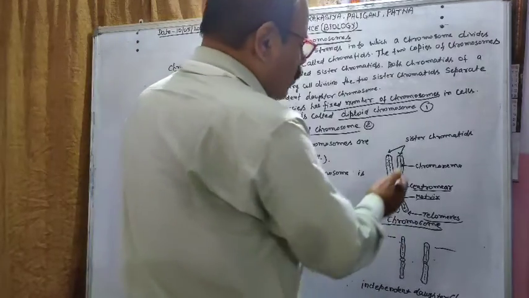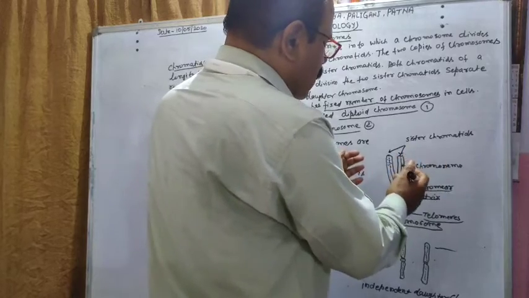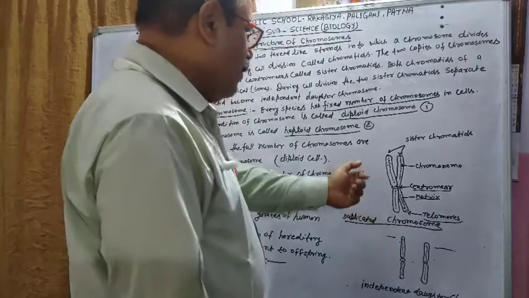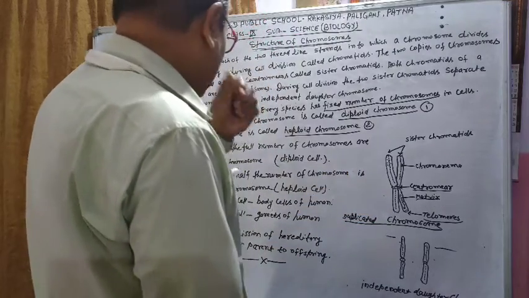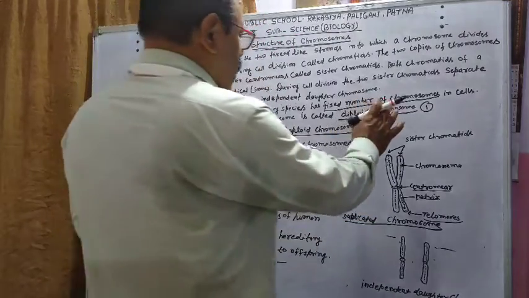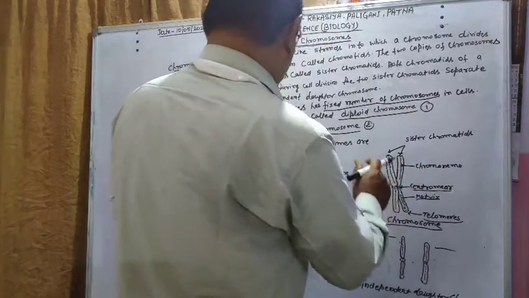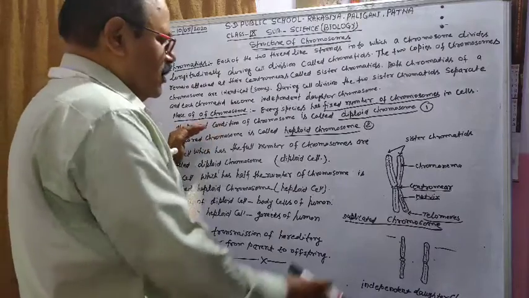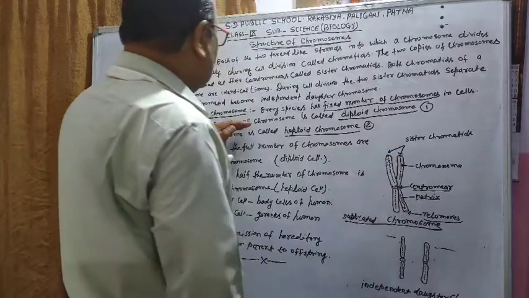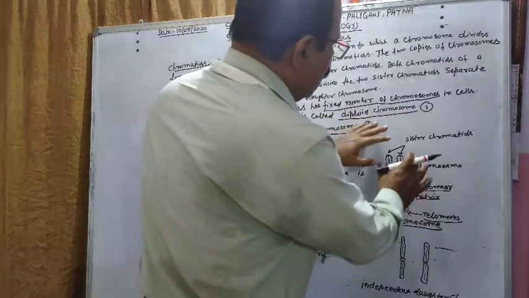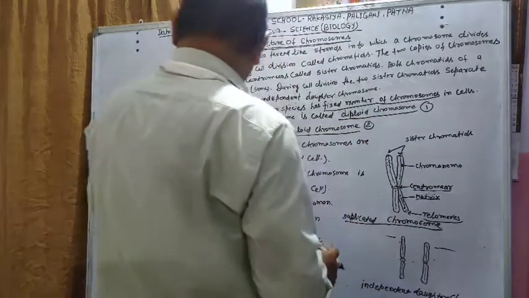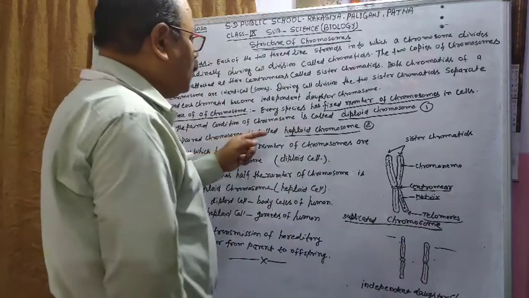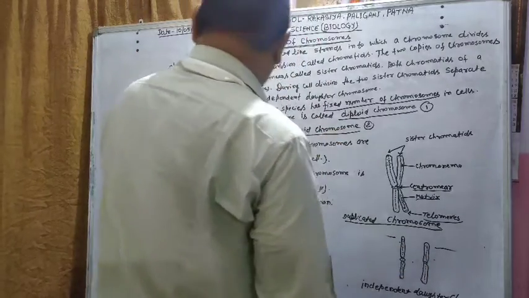When chromosomes are attached to each other with a centromere, that is diploid, meaning double chromosomes. The paired condition of chromosomes is called diploid. Unpaired chromosomes are called haploid chromosomes.